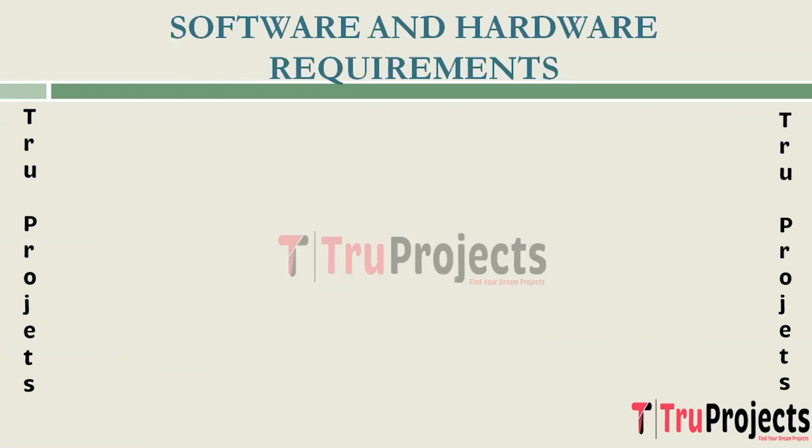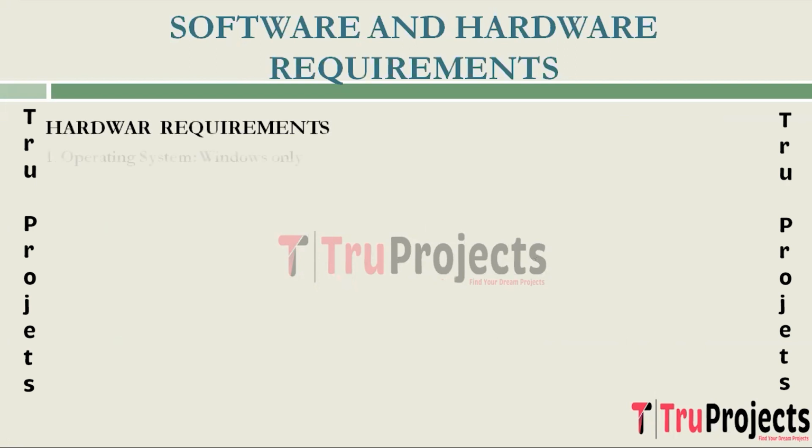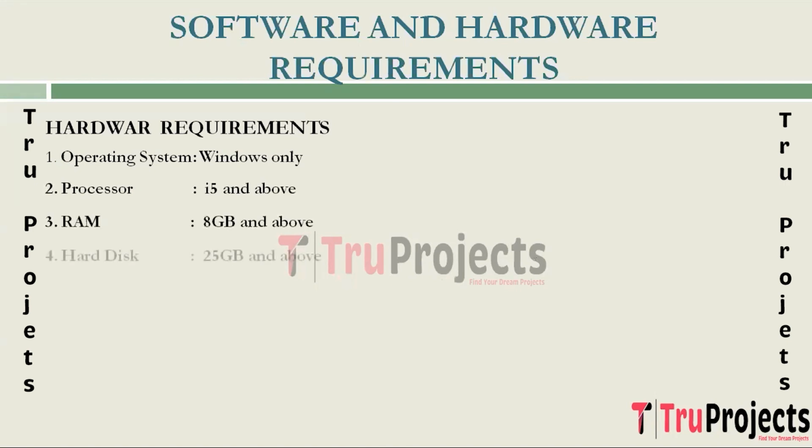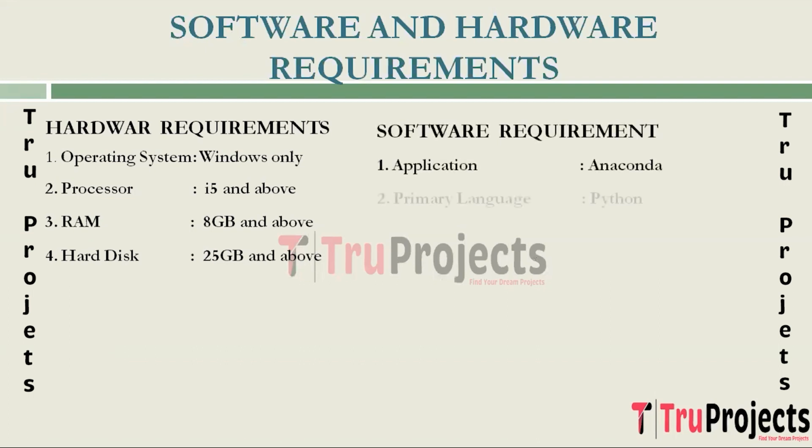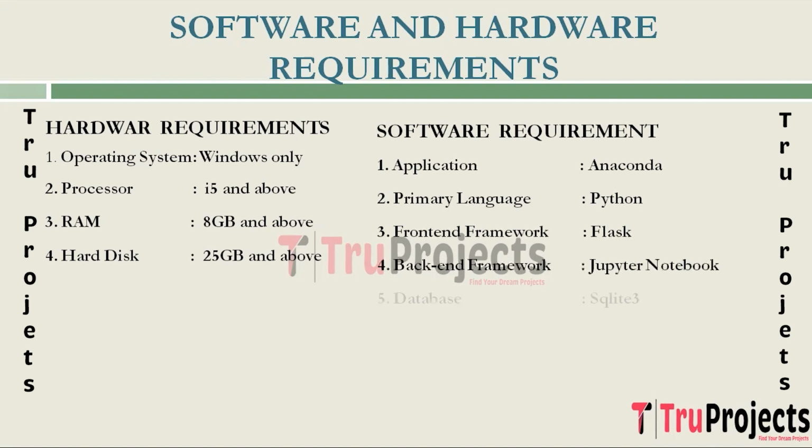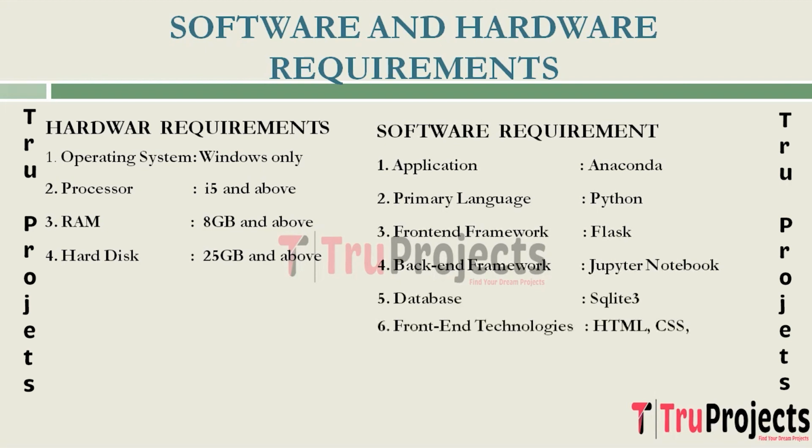To implement this project, we need software and hardware requirements. Coming to hardware requirements, we need an operating system of Windows, a processor of i5 and above, RAM of 8 GB and above, and hard disk of 25 GB and above. Coming to software requirements, we need the application of Anaconda, primary language of Python, front-end framework of Flask, back-end framework of Jupyter Notebook, database of SQLite 3, and front-end technologies of HTML, CSS, JavaScript, and Bootstrap 4.